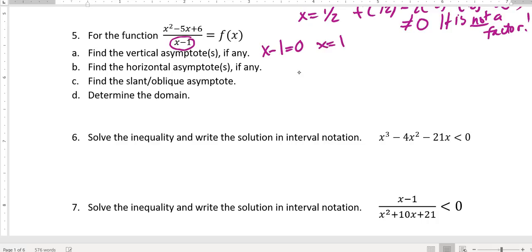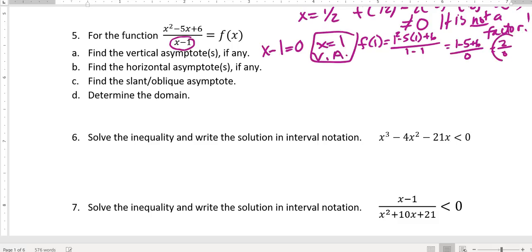We're going to check this. If I put f of 1 into my function, I'm going to get 1 squared minus 5 times 1 plus 6 over 1 minus 1. So that's going to be 1 minus 5 plus 6, which is 2, over 0. You can see that's going to be a vertical asymptote. Anytime we have a number over 0, that's a vertical asymptote. If it were 0 over 0, it would be a hole.